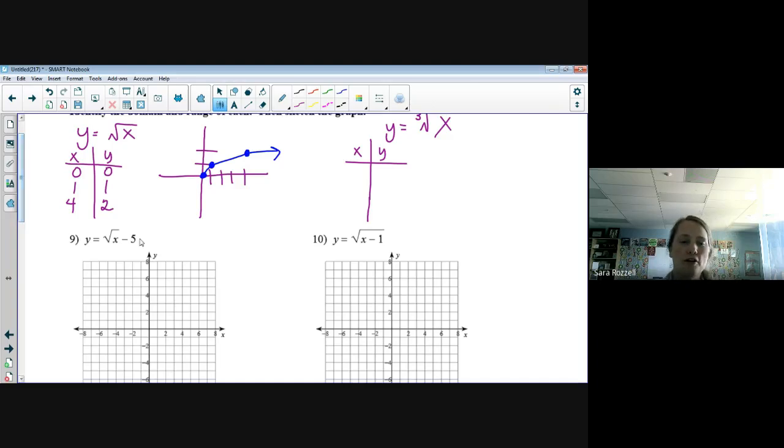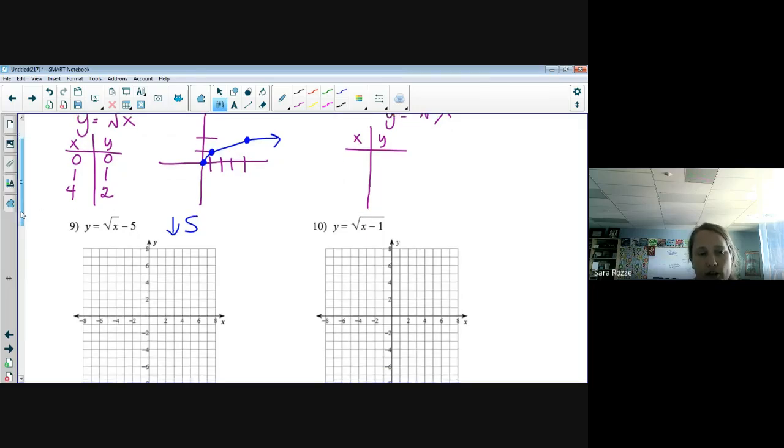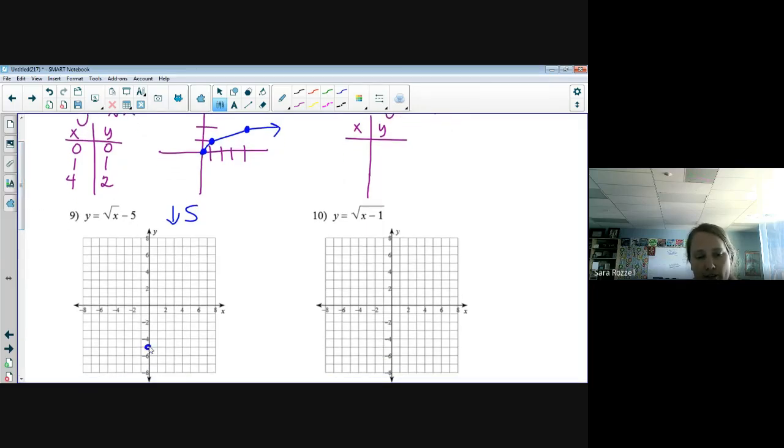Okay. All right, remember, if numbers are on the outside, that's moving it either up or down. So which way is this graph going to be shifted? Down 5 units. Okay, so we're just going to do this square root graph. It's going to be down 5. So we start at -5, up 1 over 1, up 2 over 4. And we just draw that little thing.